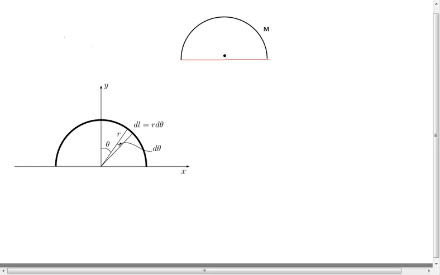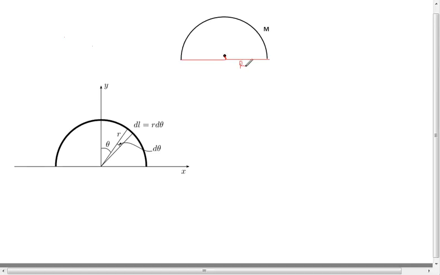Okay guys, in this question we are going to find out the center of mass of this semicircular ring. Let's suppose the mass of this ring is m, and its radius is r. This radius here is r.